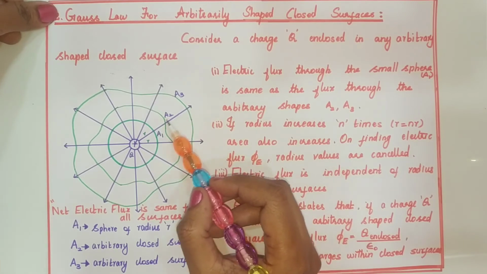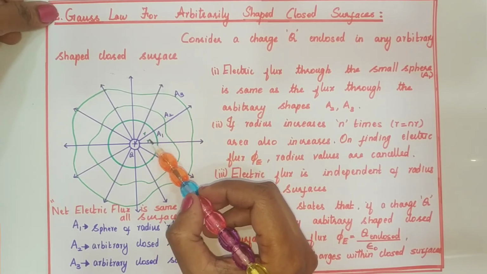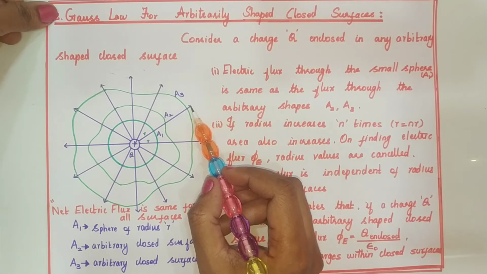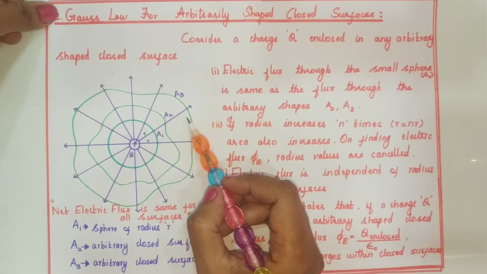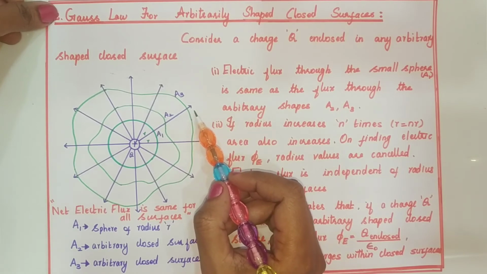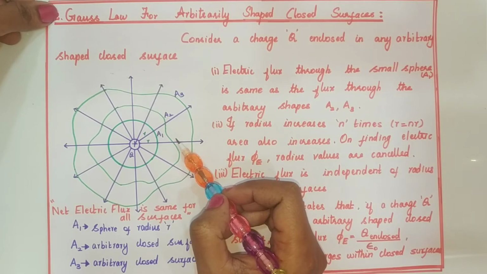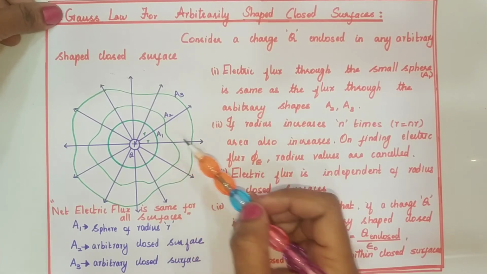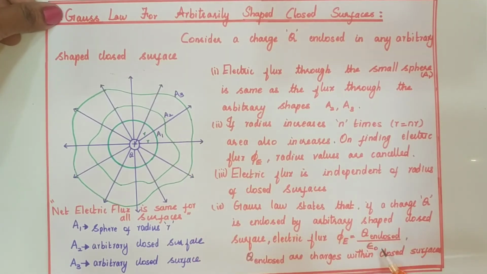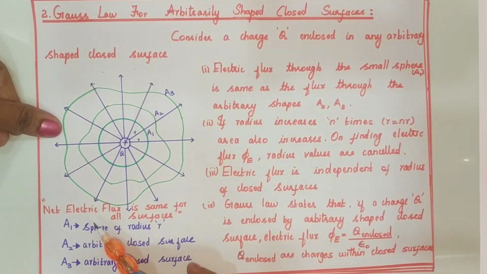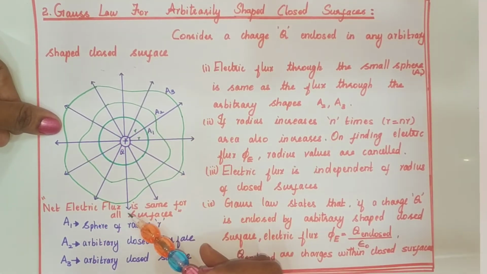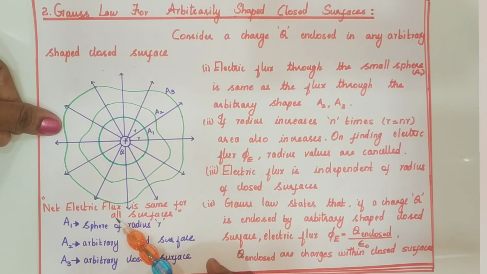Okay. Here what is the value of R? That same value must be used on calculating the area. And we know that for electric flux calculation, the radius terms get cancelled. So again, what will be the electric flux? It will be Q enclosed by epsilon naught. So for an arbitrarily shaped closed surface, the net electric flux is the same for all the surfaces.